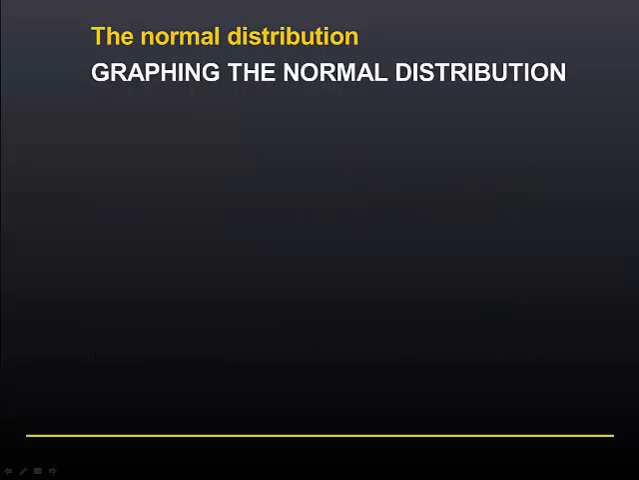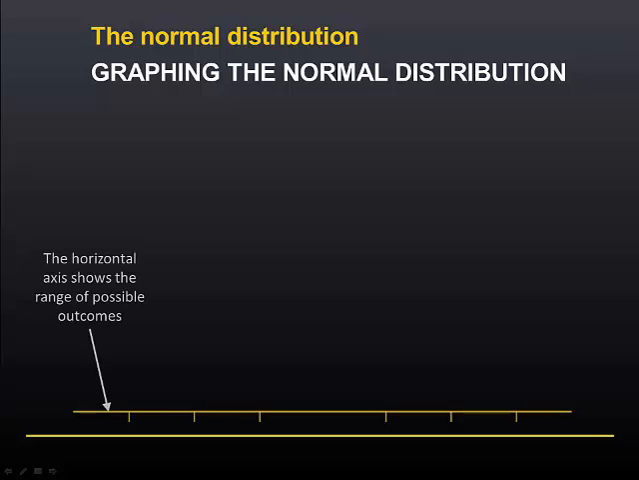A convenient way to interpret these values is by borrowing a concept from statistics called the normal distribution. To graph a normal distribution, we start with a horizontal axis, which shows the range of possible values. In the case of investing in a share, the range of possible returns.